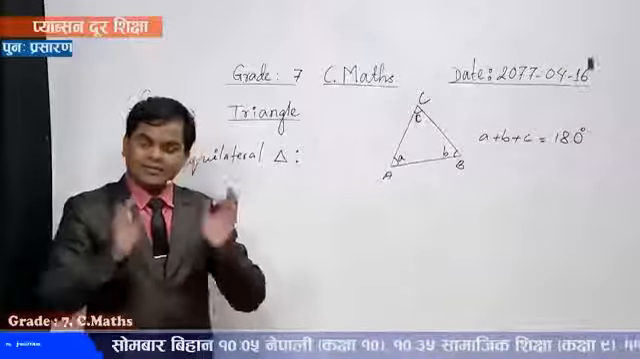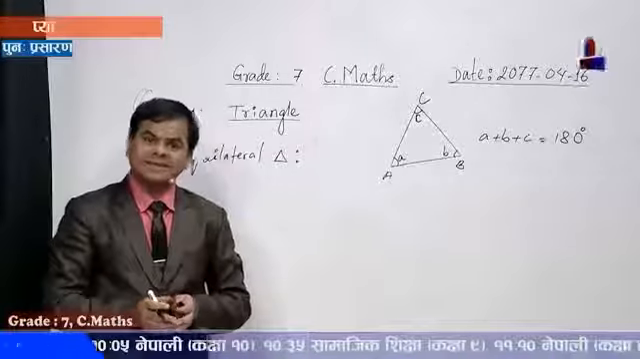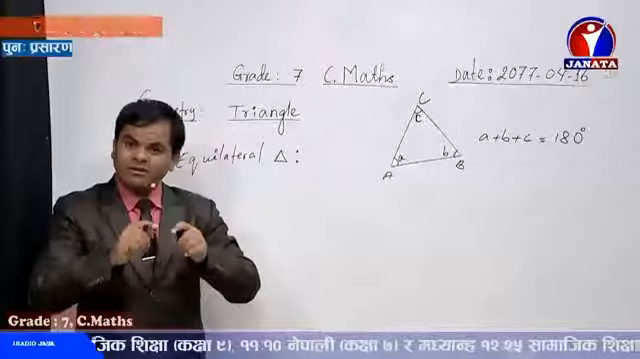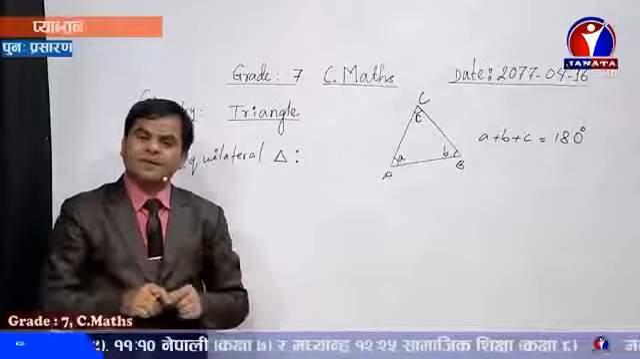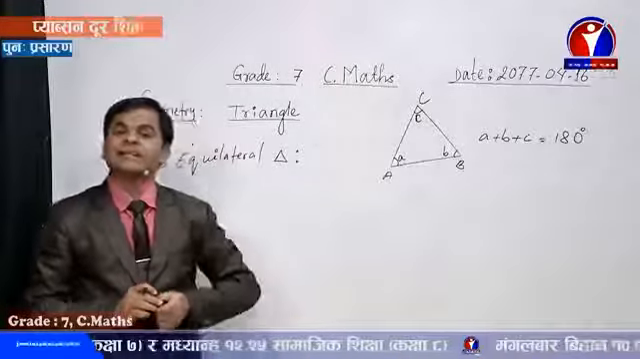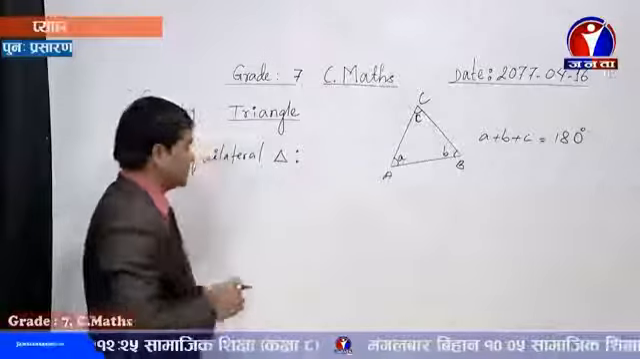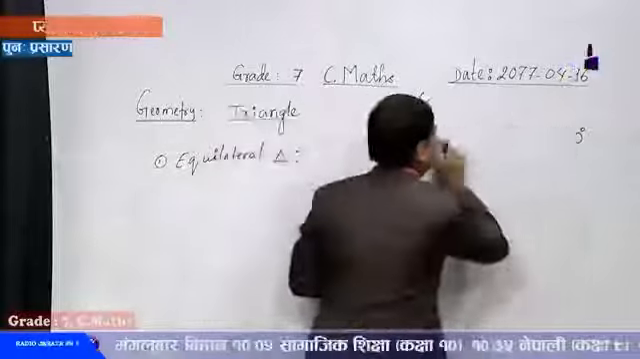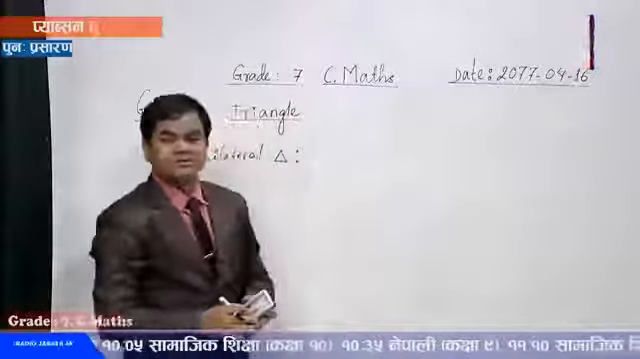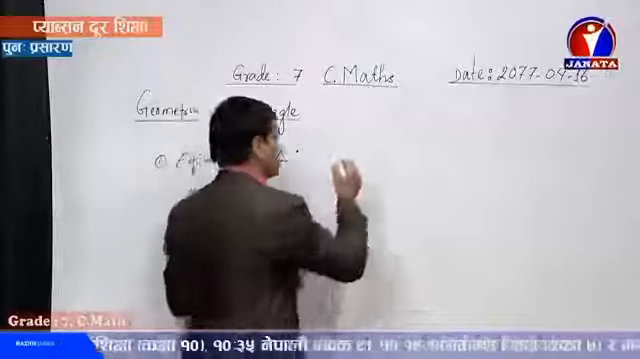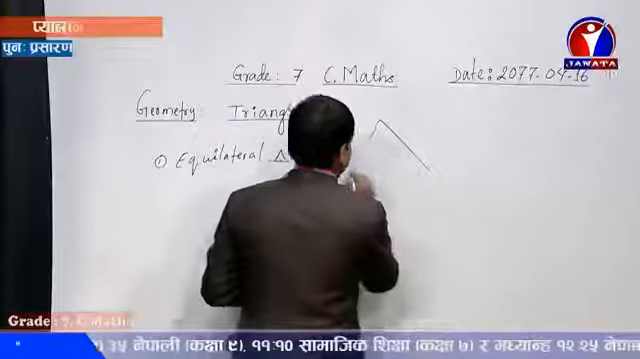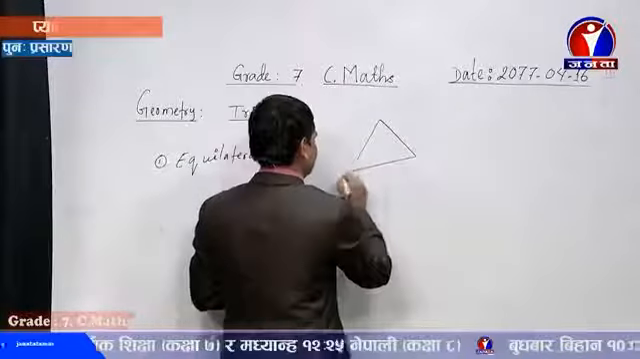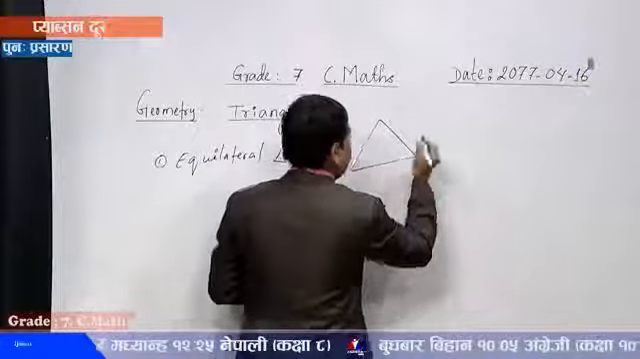That means there will be three sides in every triangle, isn't it? If those three sides are equal, and the angles made by those three sides are equal, that type of triangle is known as an equilateral triangle. Dear student, I am going to make an equilateral triangle here. But whatever the type of triangle, the sum of the angles of the triangle becomes 180 degrees. For example, this is an equilateral triangle. I am going to name this one ABC.